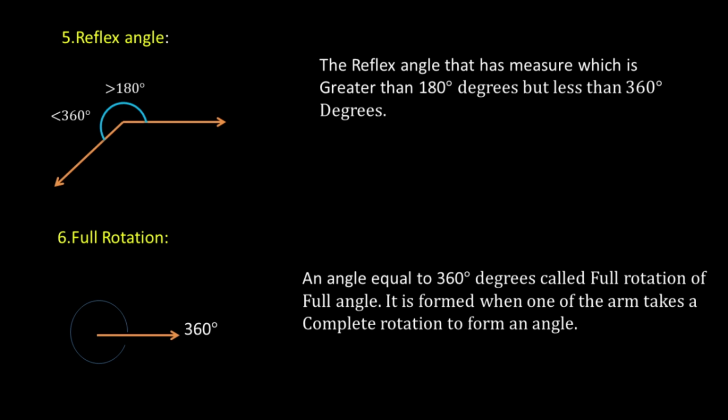If an angle is 360 degrees, that is called a circle.